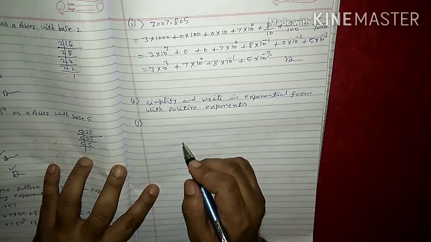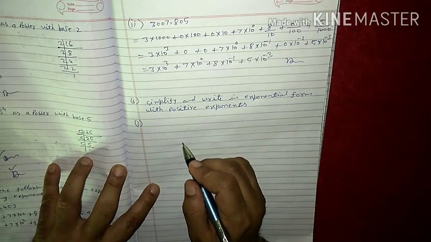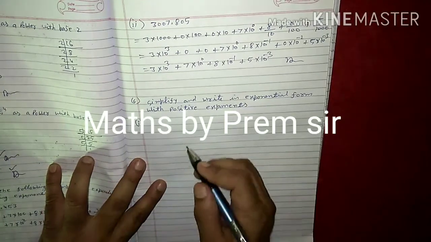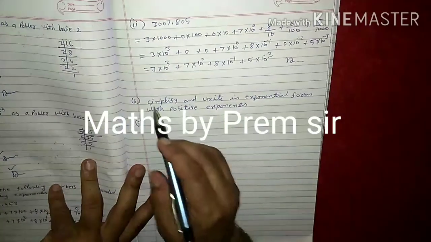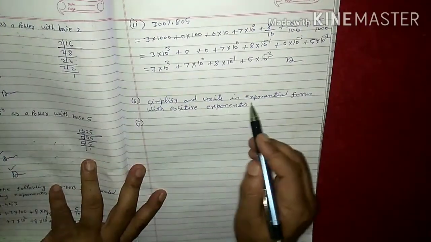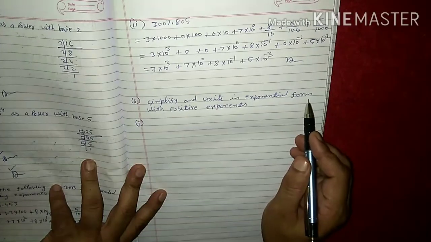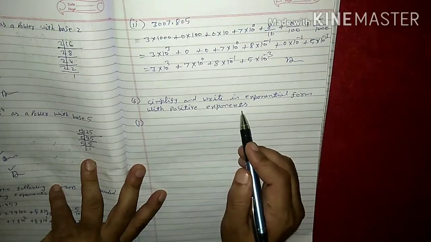Hello students, today I will discuss further exercise. So look at question number 6. Simplify and write in exponential form with positive exponents.